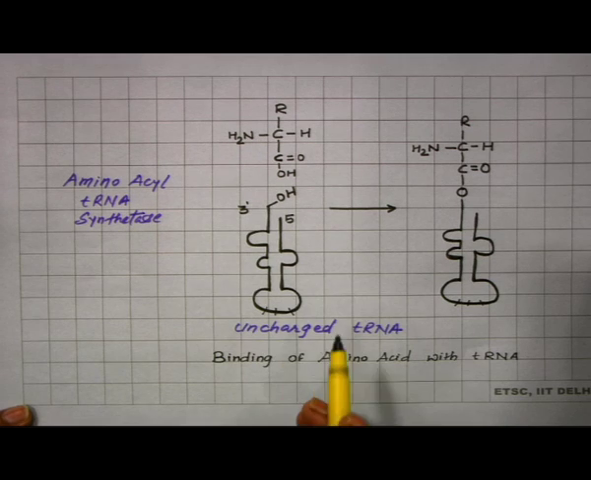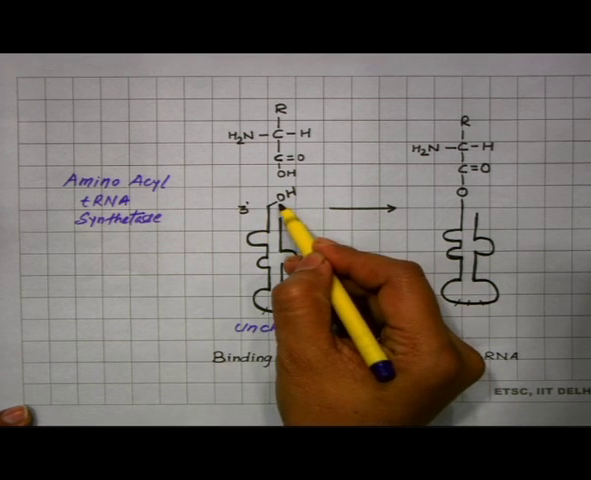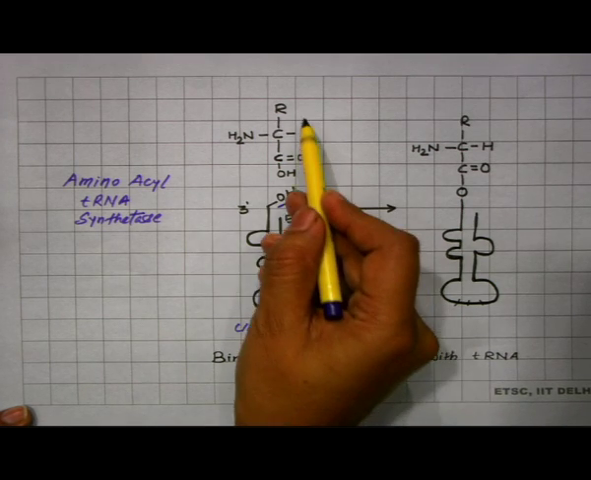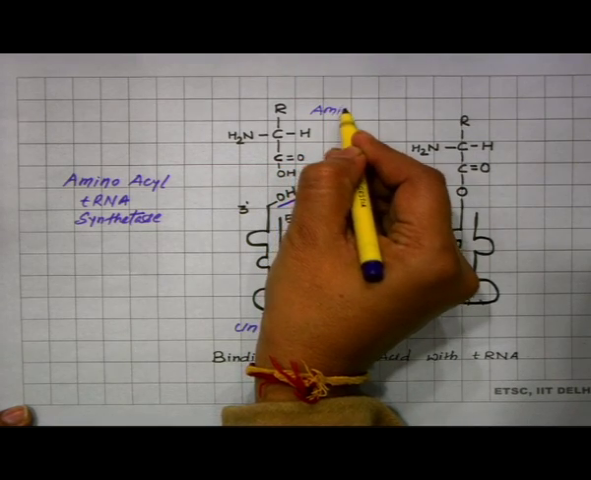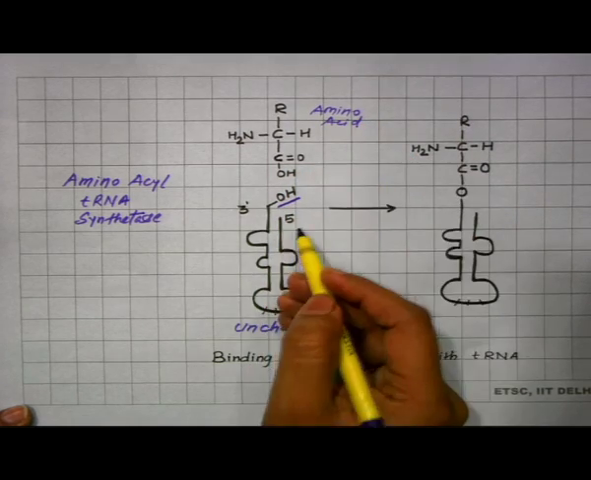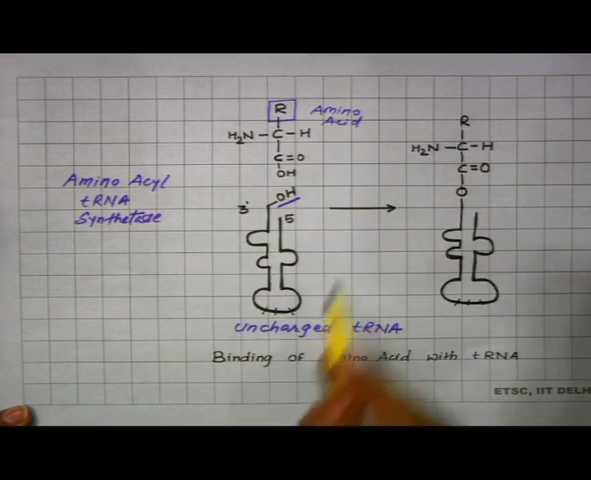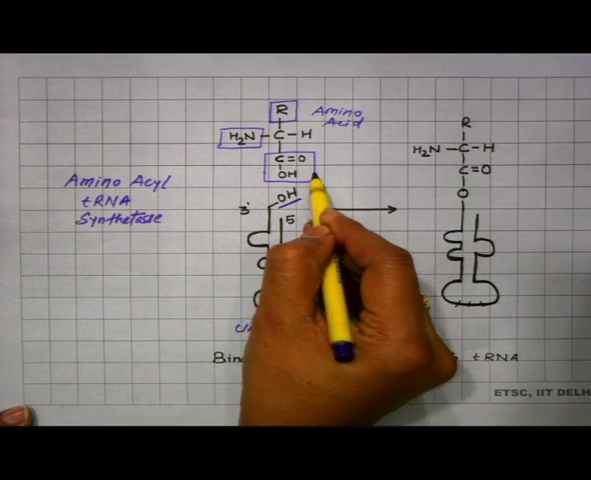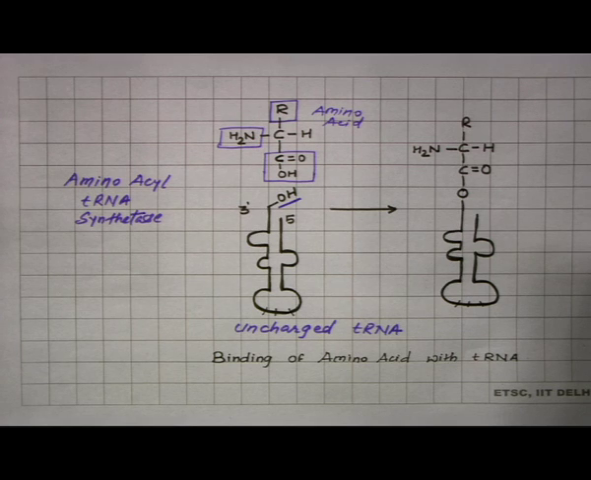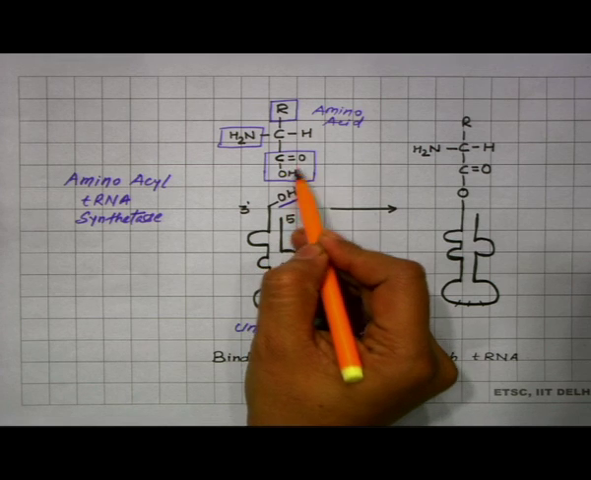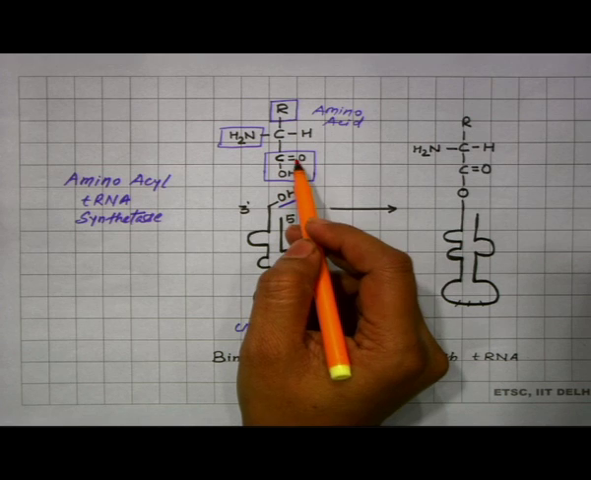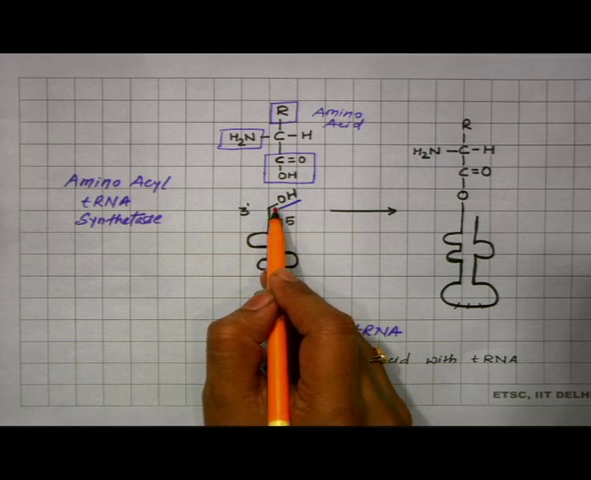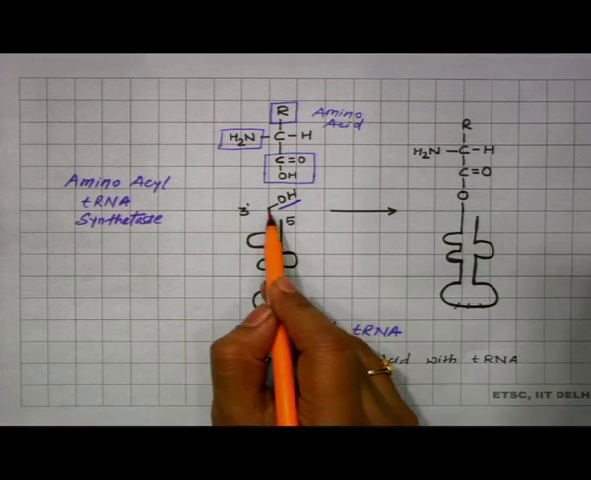You always remember that at the 3' end in the RNA there is an OH group, a hydroxyl group, and in case of amino acid, this is an amino acid, here it is an R group, this is the amino group, and this one is the carboxylic group. You always remember that the carboxylic acid, the C end of the amino acid, will always interact with the 3' end of the RNA to form the bond, so that it can combine at the 3' end.